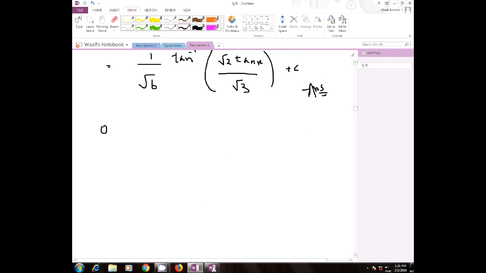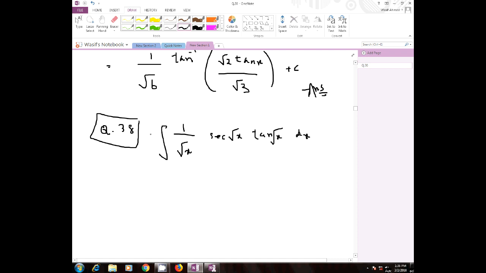Next question is question number 38, and in this question you have to integrate 1 divided by square root x, secant square root x multiplied with tan square root x, dx. This is also a very simple question.